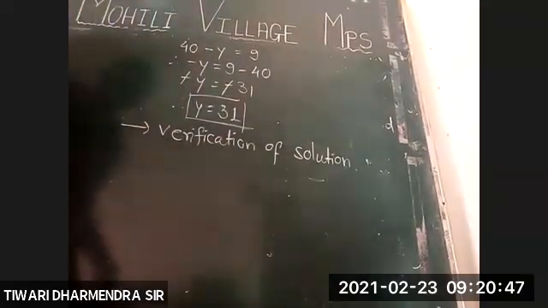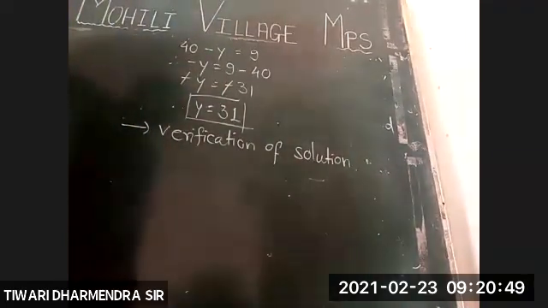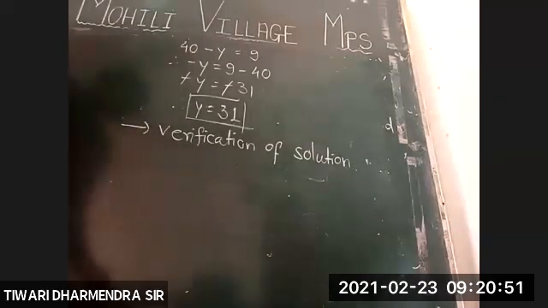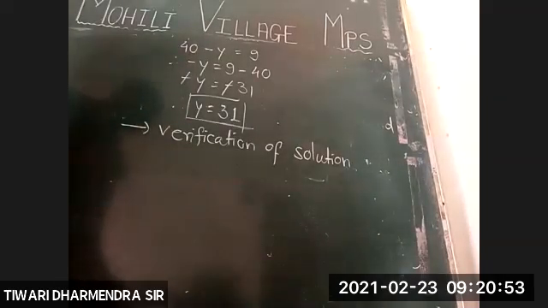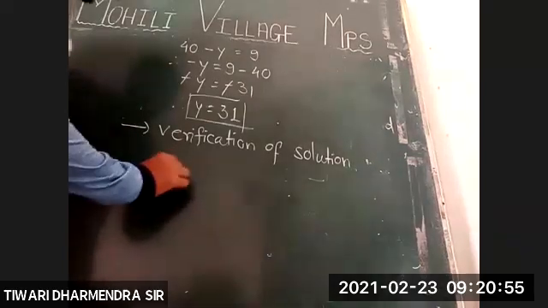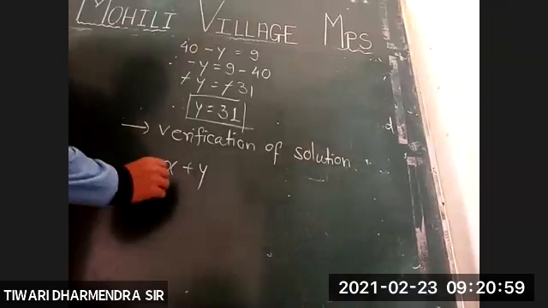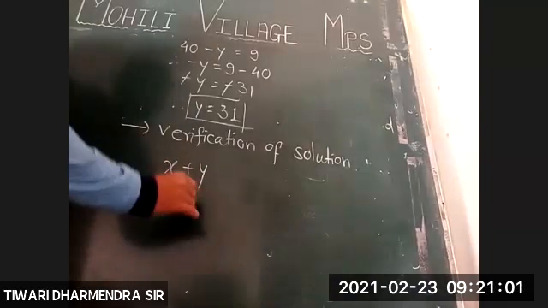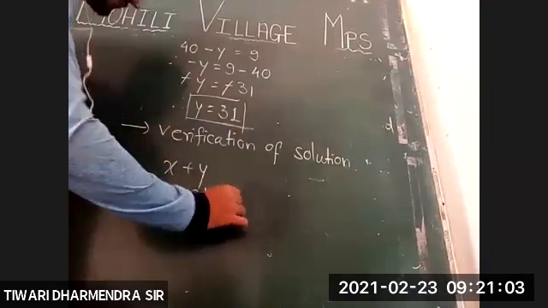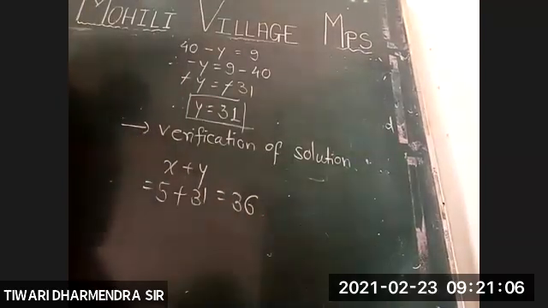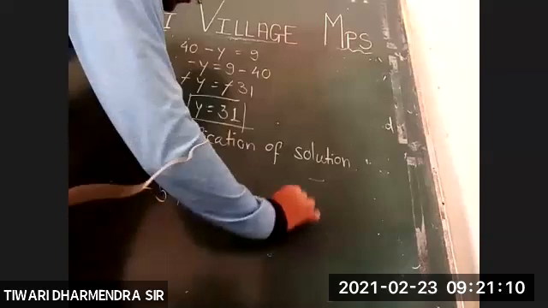So the equations were, first, x plus y is equal to 36. Here the value of x is 5 and the value of y is 31, so the sum is 36. Yes, it is true. This holds.